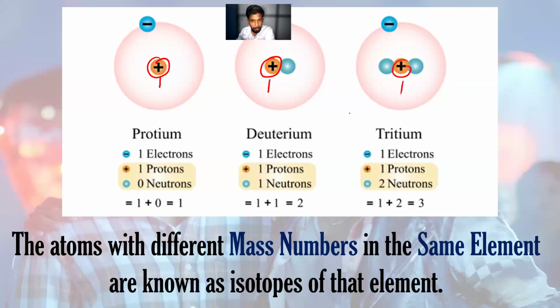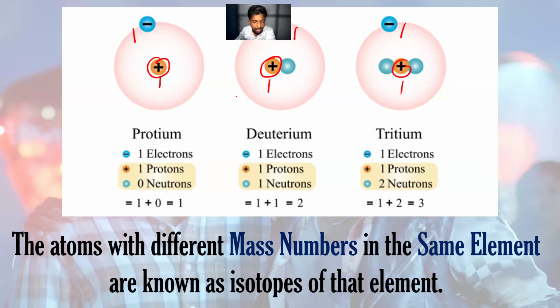So each and every hydrogen has one proton. And here we have one electron, and one electron. I have given the picture in the tube also, so there's no need to worry. You can refer to the tube for the same picture. So each and every hydrogen has one proton, one electron.